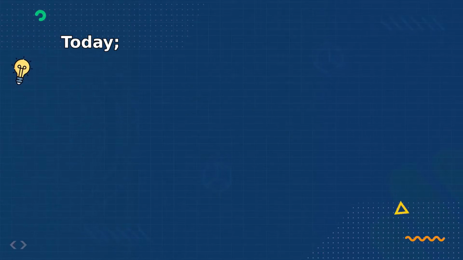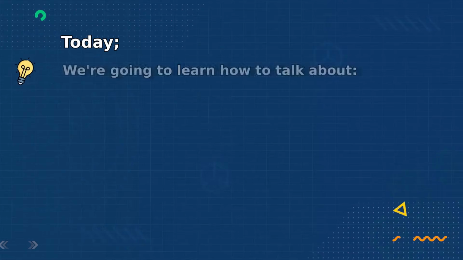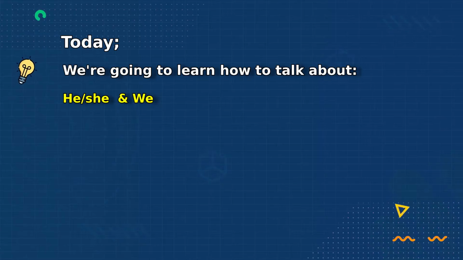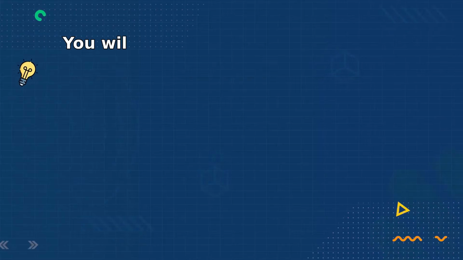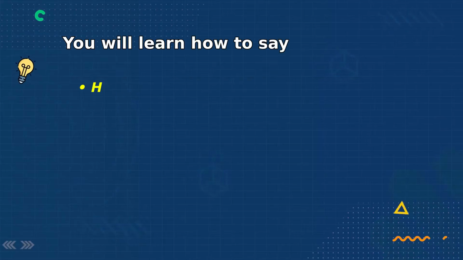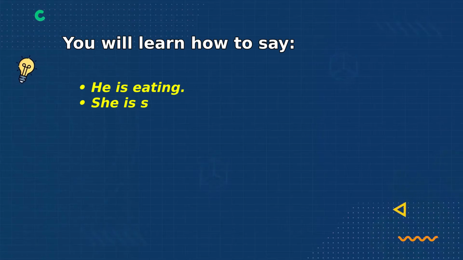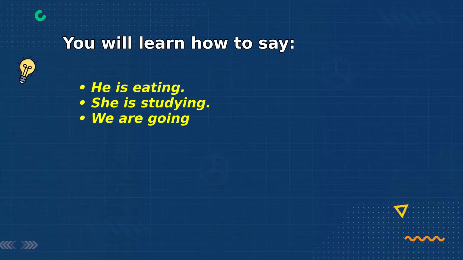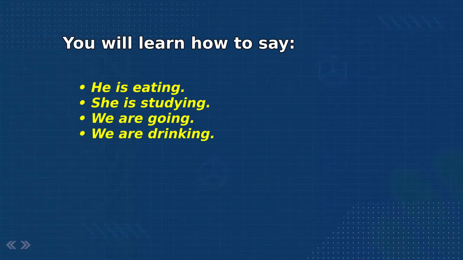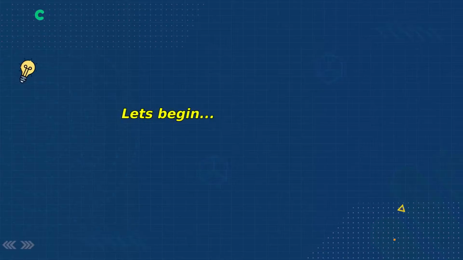Today, we are taking the next step. We are going to learn how to talk about he or she and we. Now, by the end of this video, you will learn how to say he is eating, she is studying, we are going, or even we are drinking. Are you ready? Good, let's begin.